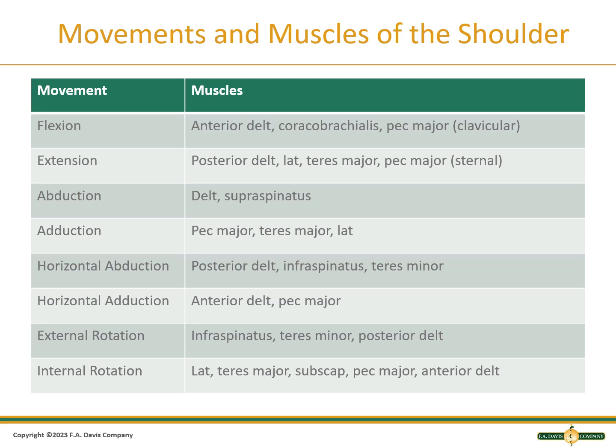Horizontal abduction is caused by our posterior delt, our infraspinatus, and our teres minor. Horizontal adduction is caused by our anterior delt and our pec major. External rotation is caused by infraspinatus, teres minor, and the posterior delt. And internal rotation is caused by our lat, teres major, subscapularis, pec major, and anterior delt.